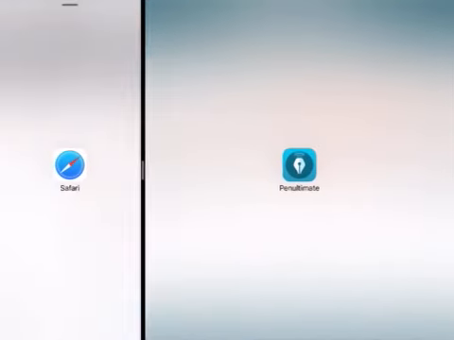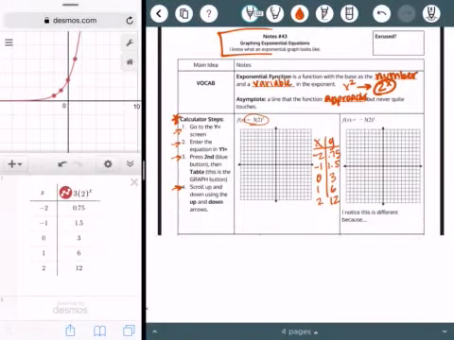So now I'm going to say, all right, I've got -2, 0.75 right about there, -1, 1.5 right about here, 0, 3 right about there, 1, 6 here, and 2, 12 is off my graph. So I can see that this line goes here.